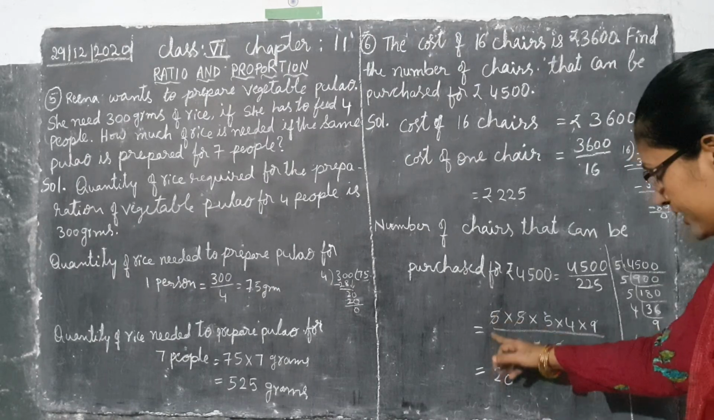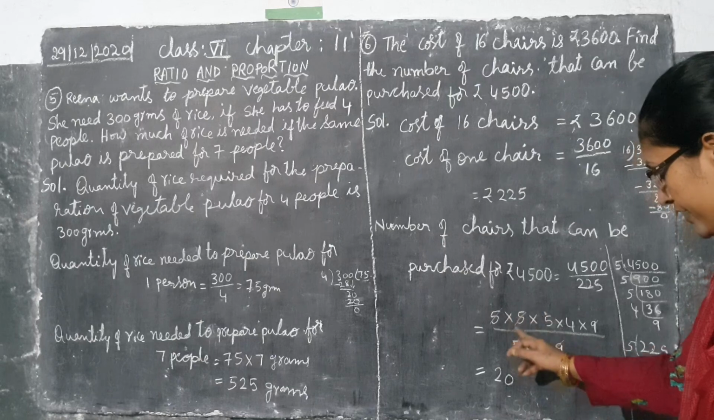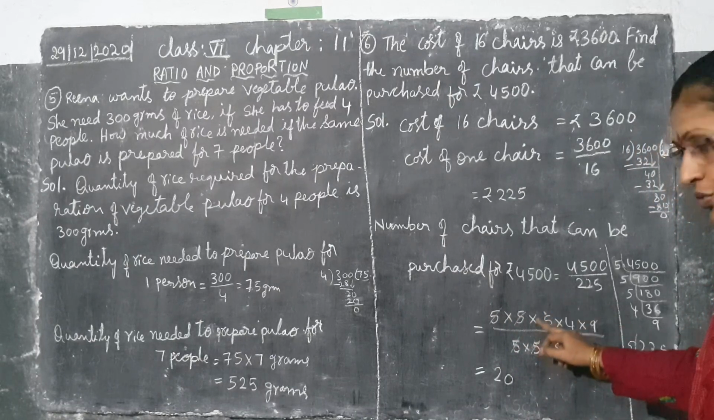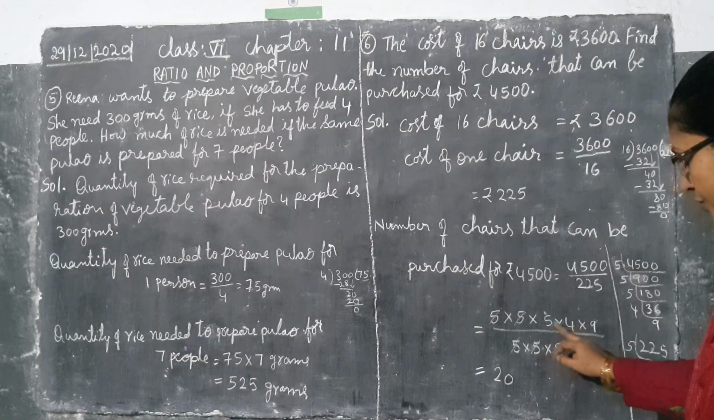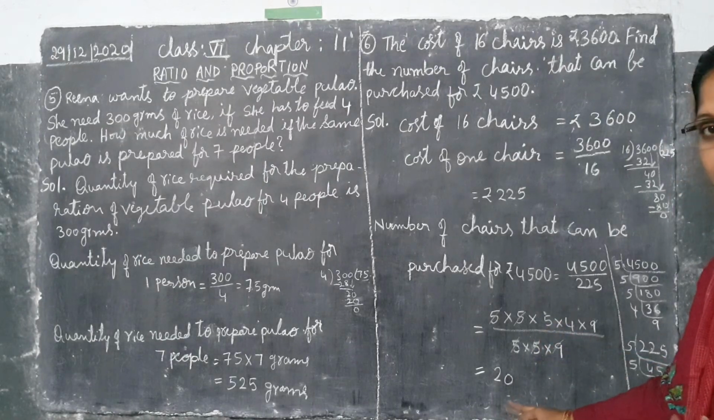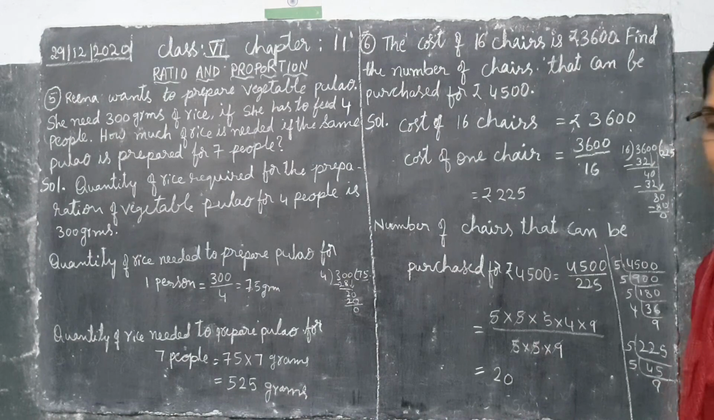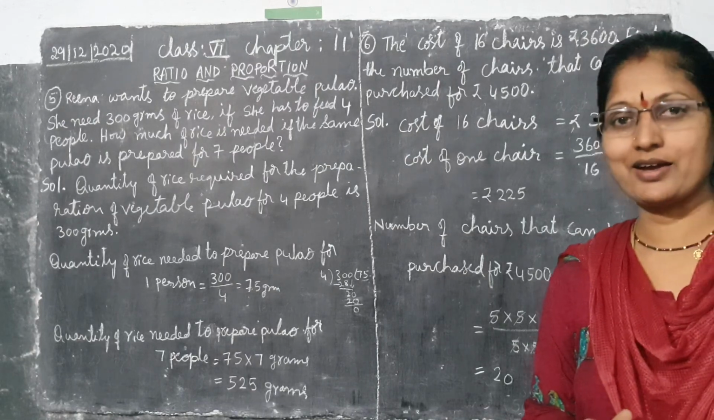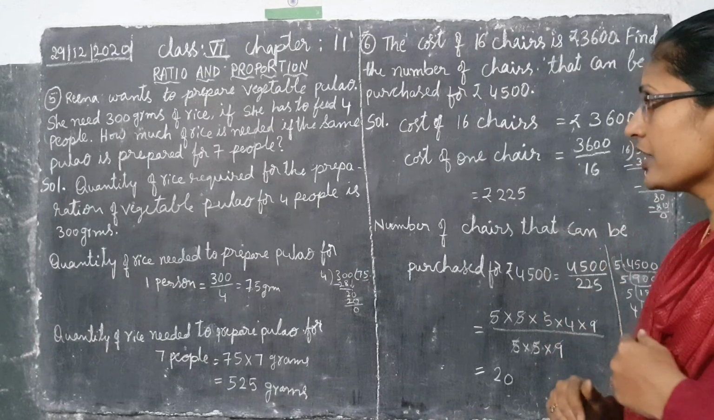Okay, then you have to cancel. 5 5s cancel, 5 5s cancel, this 9 cancel. How much is left in the numerator? 5 into 4. 5 4s are how much? 20. Then how many chairs can they buy with 4,500? 20 chairs they will buy, children. Okay, have you understood, children?